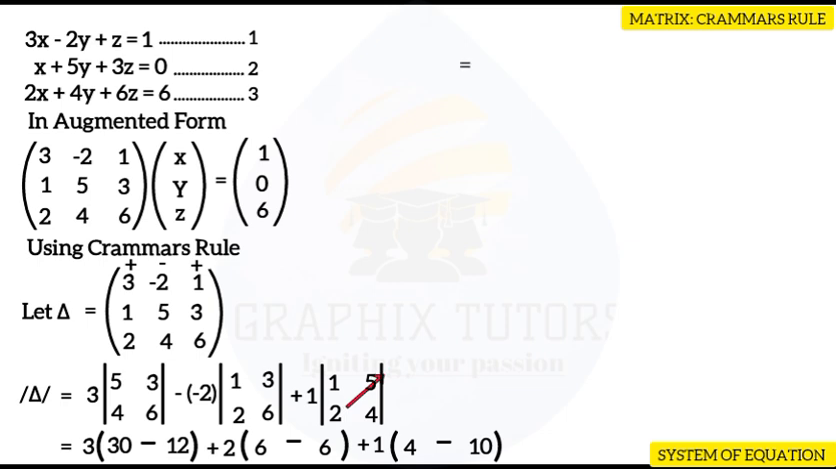So this will now give me, we have 3 times, 30 minus 12 is 18. Plus 2 times, 6 minus 6 is 0.